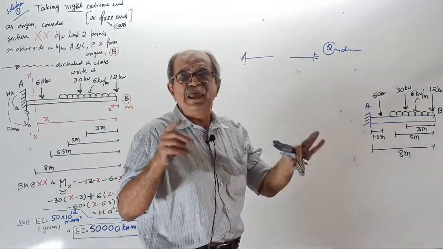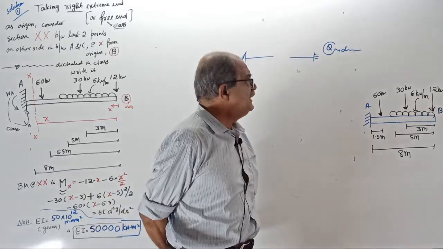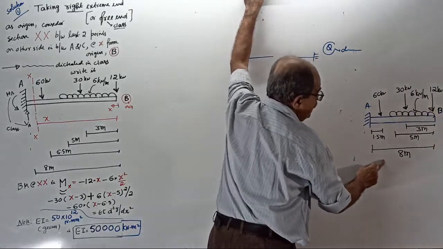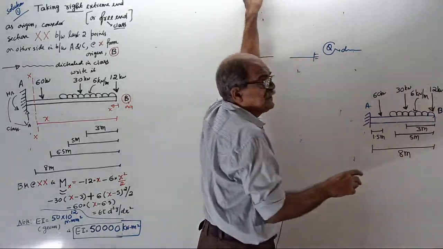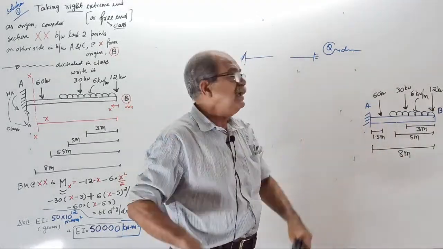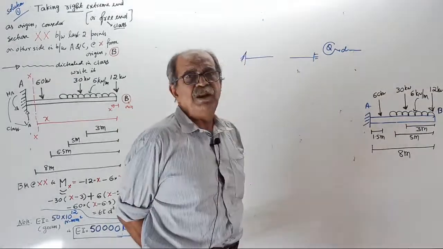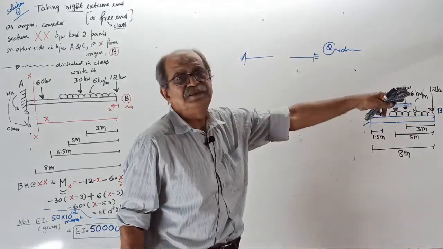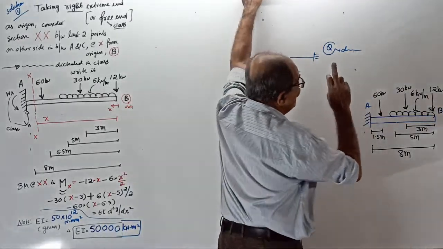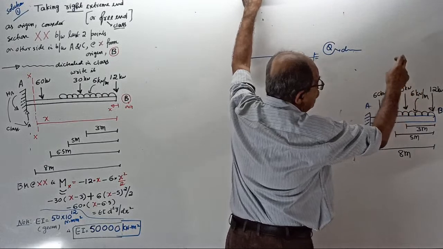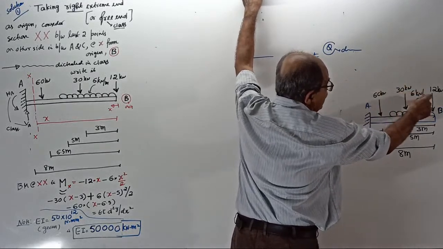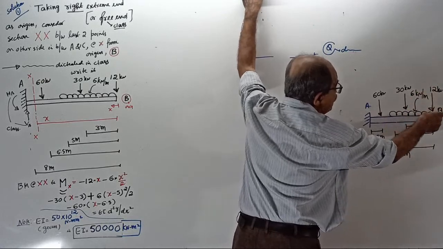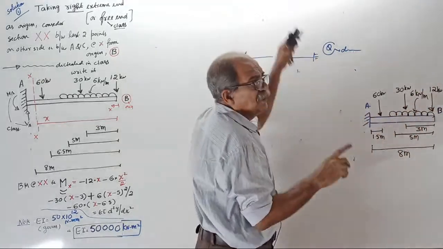In this class, a cantilever beam of length 8 meter with the left side fixed. In the question, a cantilever beam of length 8 meter has fixed support at the left end. The right end is free. It is loaded by a UDL of 6 kilonewton per meter for a length of 5 meter starting from the free end.